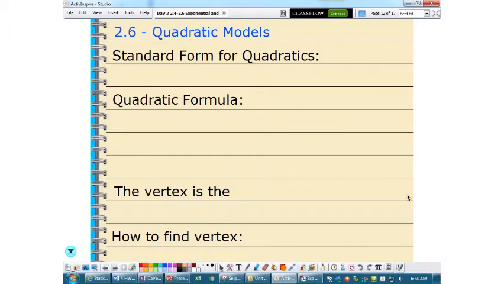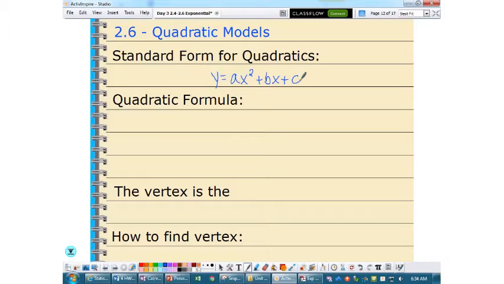Okay, so today we're going to talk a little bit about quadratic models. We're going to quickly go through the standard form and all things that should be reviewed from Algebra 1 and Algebra 2. So hopefully by now you know that the standard form for a quadratic is y equals ax squared plus bx plus c.